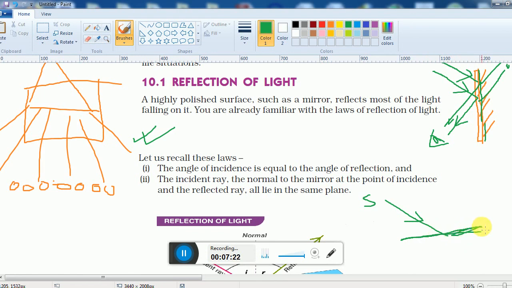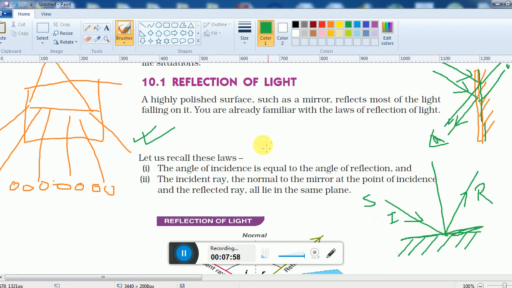It will fall on a particular surface. Suppose this is a polished surface, and after falling on this surface, the light which goes back to the same medium is called reflected light. This is one medium, this is another medium. Suppose this is a glass medium, a transparent medium. Light is falling and it goes back to the same medium again. So this is called the incident light, and this is called the reflected light. And this is called the normal. Normal means the perpendicular to the surface.